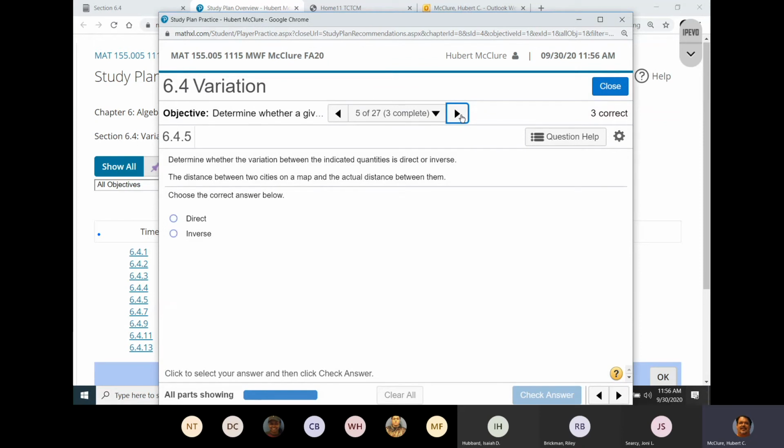Okay, they're asking you what is a direct relation and what's the inverse relation. The distance between two cities on a map and the actual distance between them. That would be direct. Okay, these are just like definition questions. I want to get to the actual math.